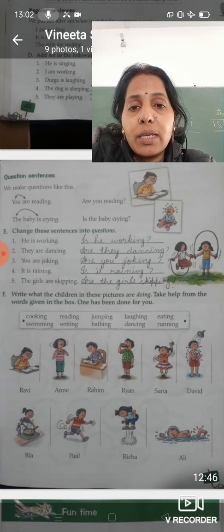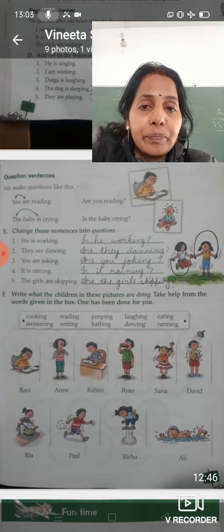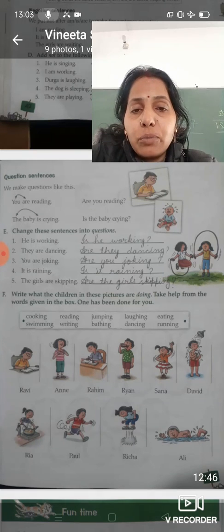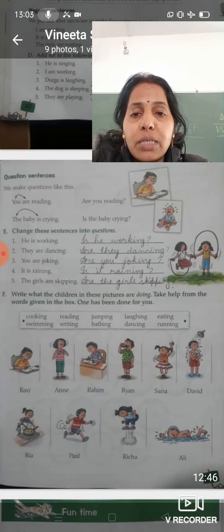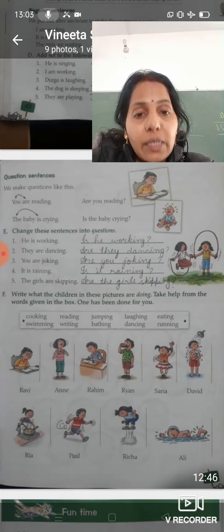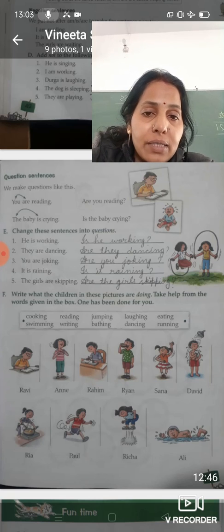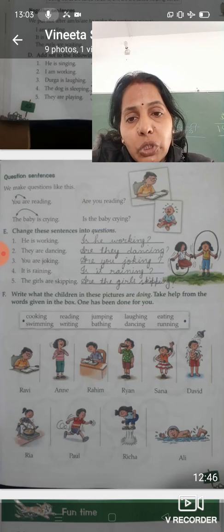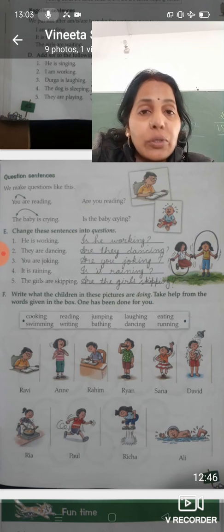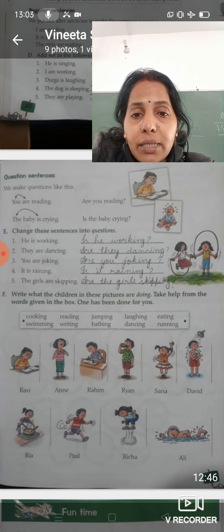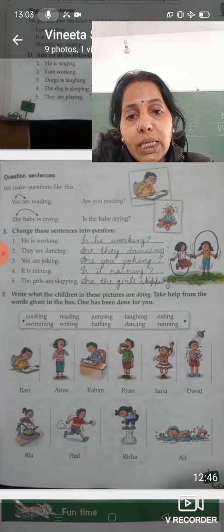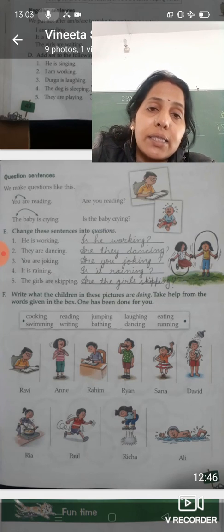The baby is crying, is the baby crying? So here at last you have to put a question mark. Same way, children, he is working, is he working? They are dancing, are they dancing? You are joking, are you joking? It is raining, is it raining? The girls are skipping, are the girls skipping?